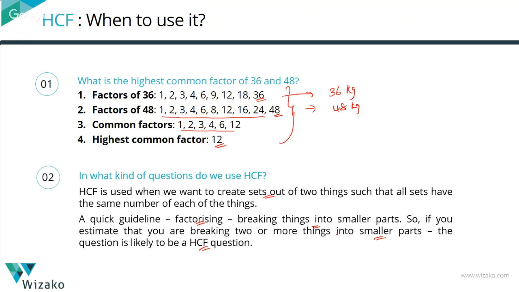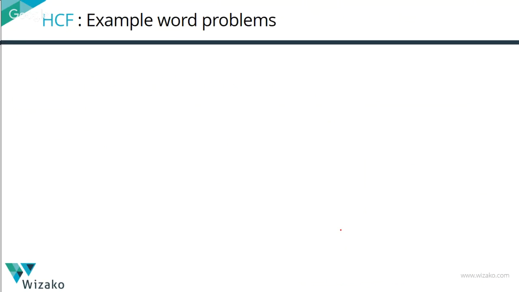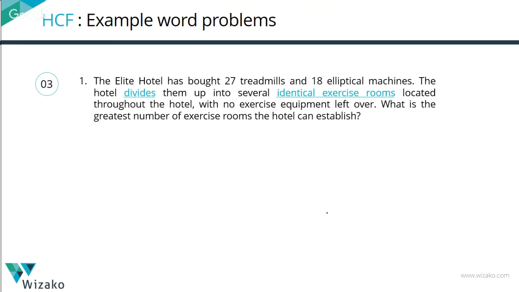Two typical examples for it, and then we'll take it forward to LCM. One: the Elite Hotel has 27 treadmills and 18 elliptical machines. This keyword, right, divides them up into several identical exercise rooms located throughout the hotel. The exercise rooms are identical, so it's breaking it into sets which are equal, with no exercise equipment left over. So there is no remainder after dividing 27 and 18.